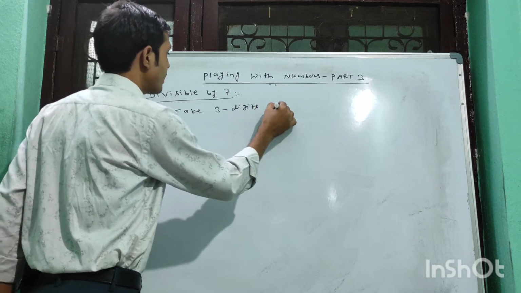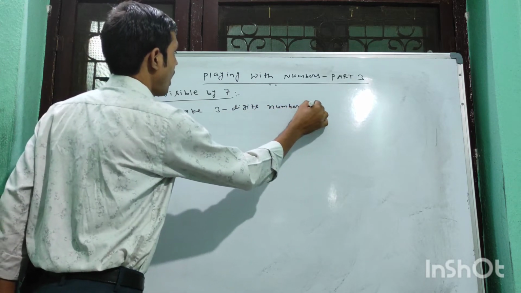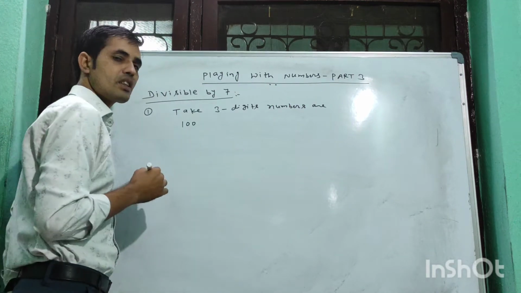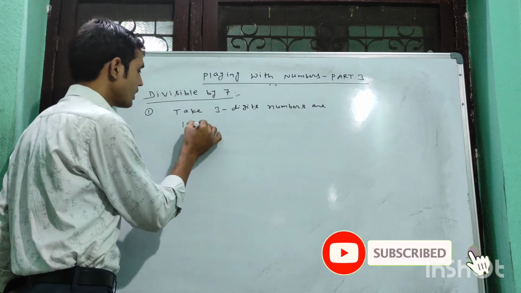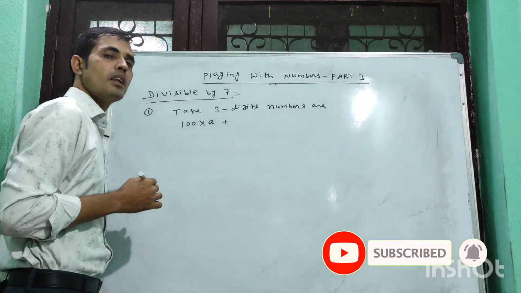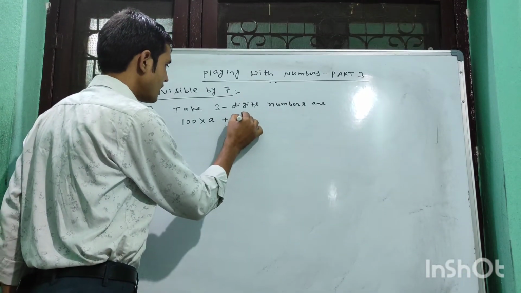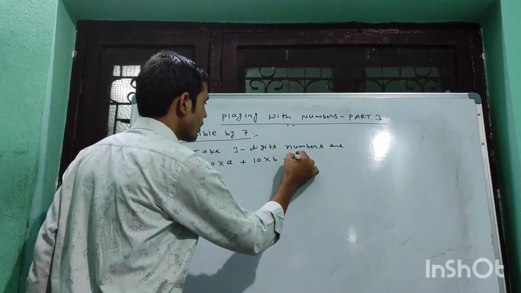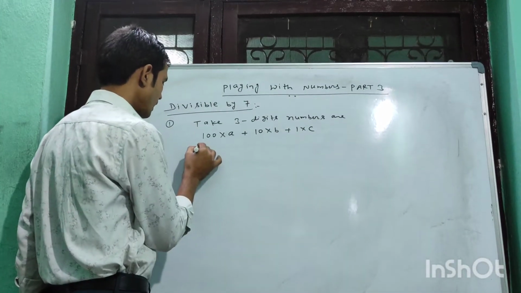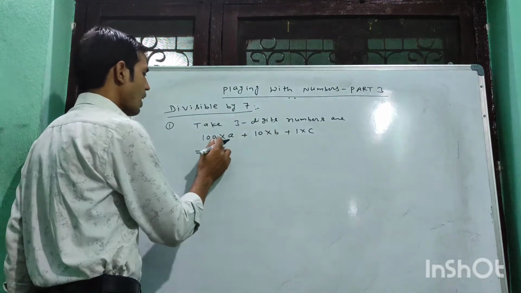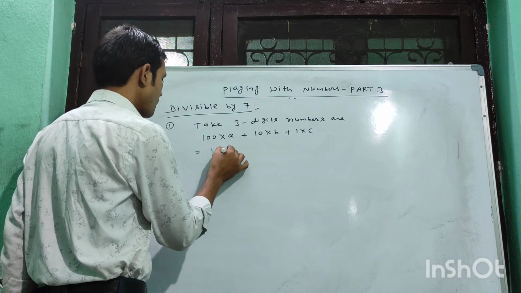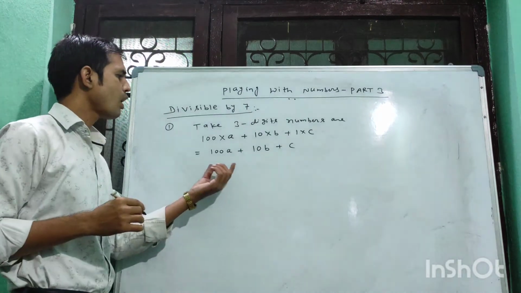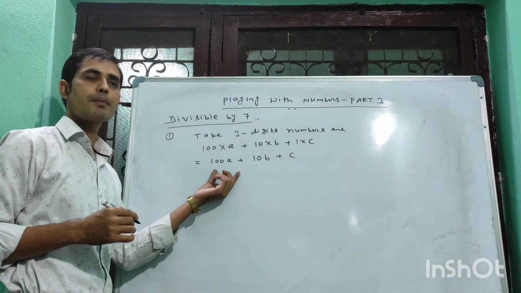So how to write 3-digit numbers? If you take the hundreds place, you can write 100 into A, plus in the tens place 10 into B, plus in the ones place 1 into C. Then if you calculate it, you get 100A plus 10B plus C. Now this is the 3-digit number.